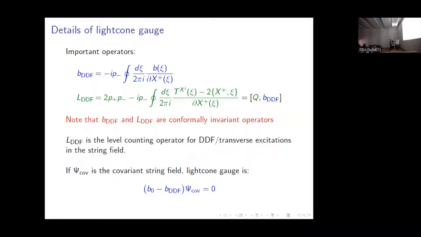It's important to note that both of these operators are conformally invariant. That is, they're given by charges of weight one primaries, with the understanding that the B ghost is a primary operator of weight two, and one over ∂X is a primary operator of weight minus one. So this is an operator of weight one in total, so it's conformally invariant. The same is true of the Schwarzian derivative correction, which is also a primary. So this operator L_DDF, the DDF dilatation generator, is a level counting operator.